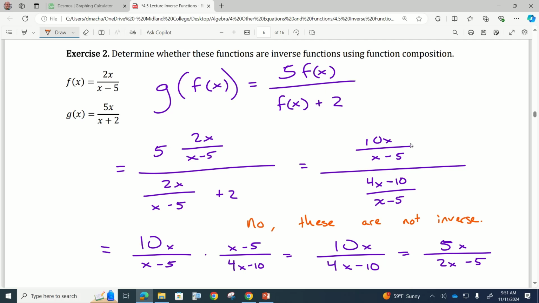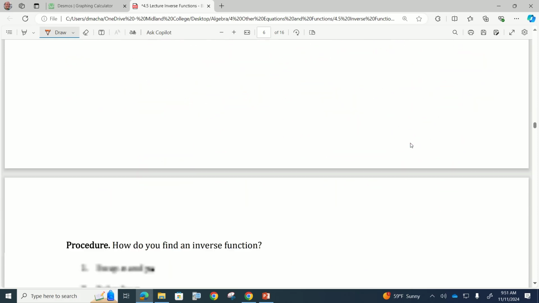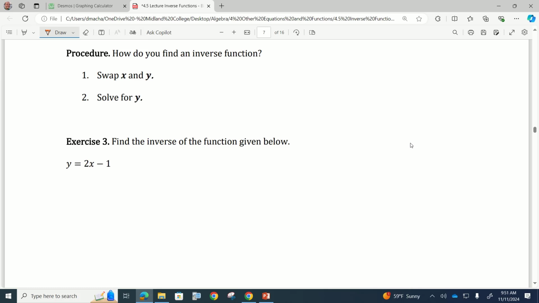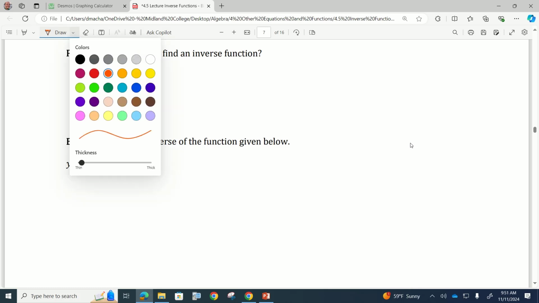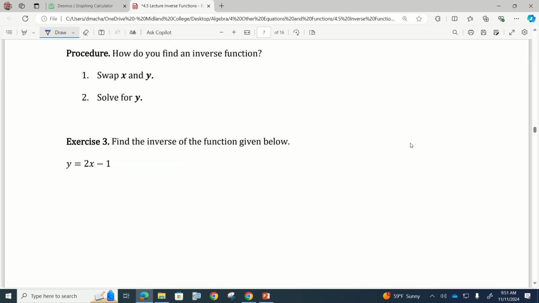Any questions about that? All right. That's if I give you a pair of functions and I ask you, are they inverse to each other? But if I only give you one function, how would you find that function's inverse function? Well, it's easy. You swap x and y. Every x becomes a y, every y becomes an x, and then you just rearrange the equation to solve explicitly for y.